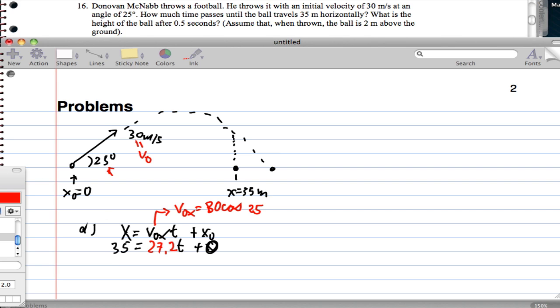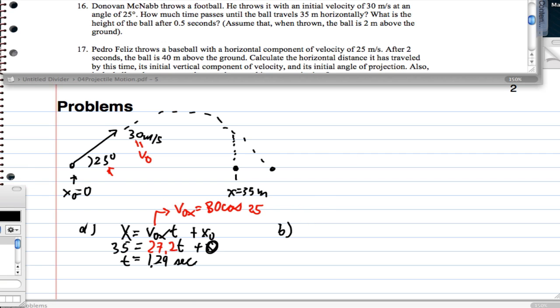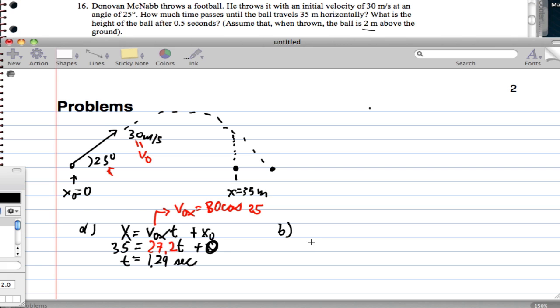And then we solve for the time. When we isolate time, we're going to end up getting 1.29 seconds. Awesome. Now for part B, we want to know the height of the ball after 0.5 seconds. So we're starting at 2 meters high. That's what they tell us here. So 2 meters above the ground. So let's go ahead and do that.